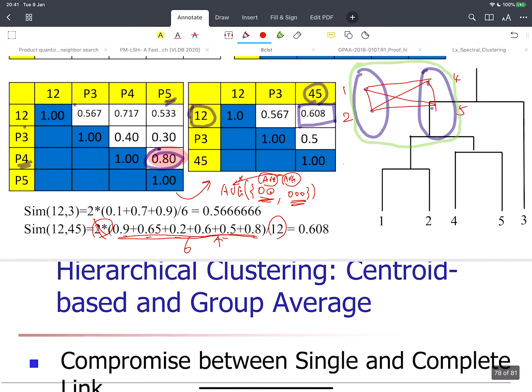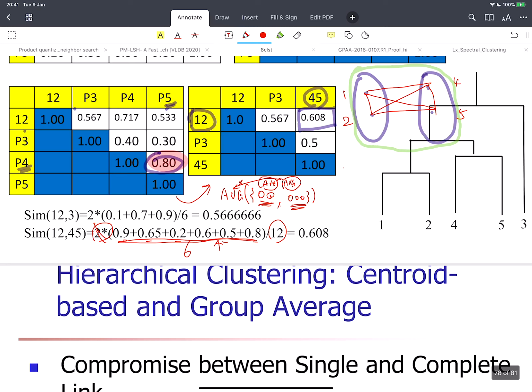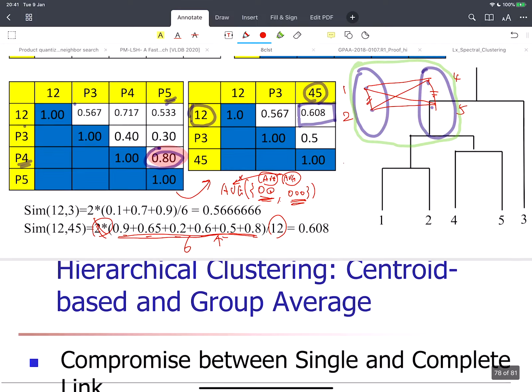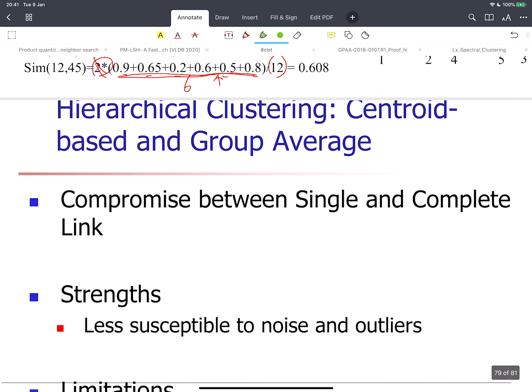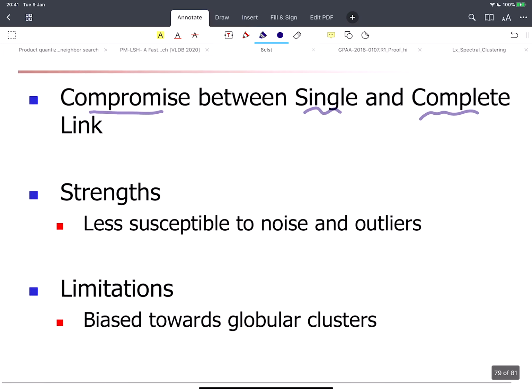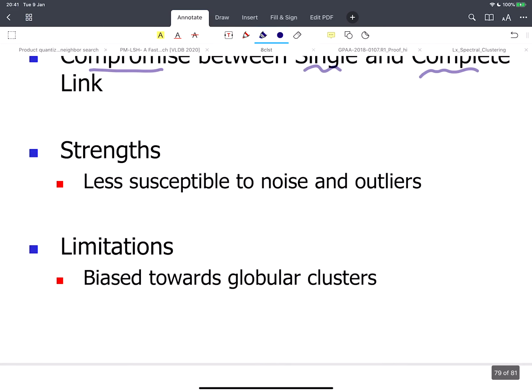So as you can see, because we are taking the average, for this example, if you forget about these two additional edges, that's going to be the average of the 4 edges, while the single link and the complete link only take the minimum or maximum of these 4 edges. So to some extent, you can expect that, not surprisingly, this algorithm is a compromise between these two extremes. Usually the value sits in between. That's why it has both the strengths and the weaknesses of both.